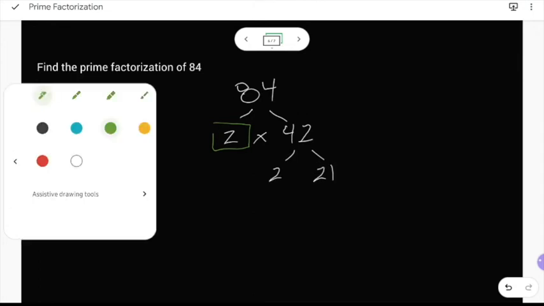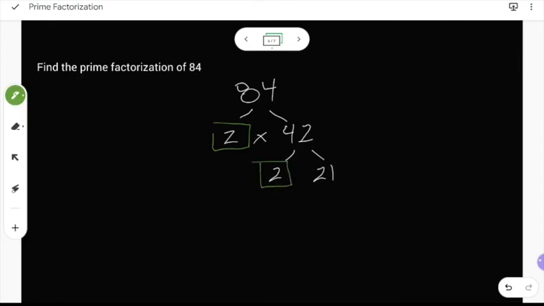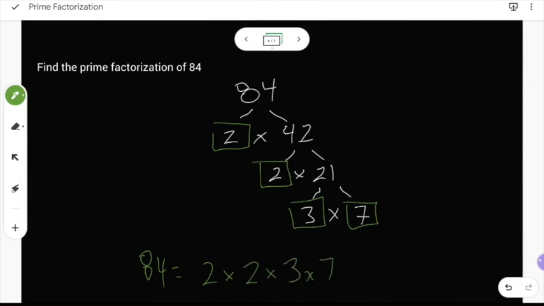2 is prime. But 21, I can split. 21 I can split into 3 times 7. And so now my prime factorization is 2 times 2 times 3 times 7. 7 is also one of our prime numbers. The only way I can get 7 is by going 1 times 7.